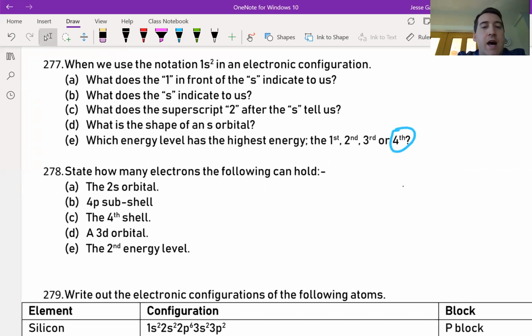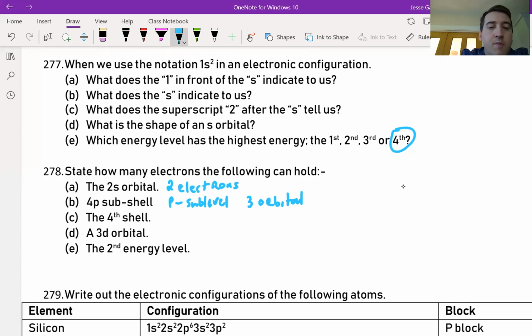Right, 278. How many electrons can the following hold? The 2s orbital. All orbitals, no matter what shape they are, hold 2 electrons. It doesn't matter whether they're s orbitals, p orbitals, or d orbitals. One single orbital always holds 2 electrons. The 4p subshell is a p sublevel. P sublevels are all made of 3 orbitals: px, py, and pz. And if there are 3 orbitals, they hold 2 each. It's a total of 6 electrons. Any p sublevel always has 6 electrons.